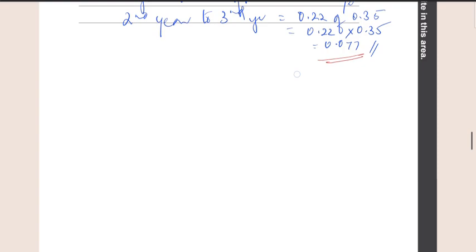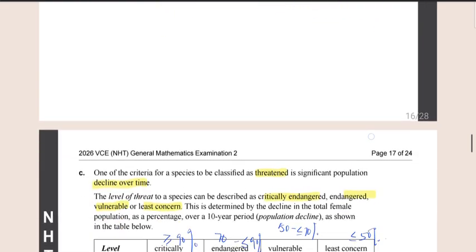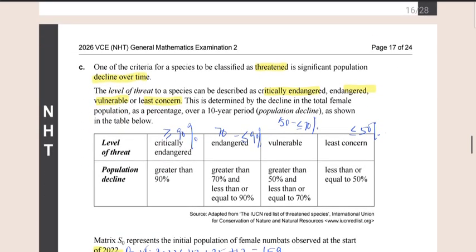So that's a question that's a little different from the previous years. One of the criteria for a species to be classified as threatened is a significant population decline over time. The level of threat to a species can be described as critically endangered, vulnerable, or least concern. Now, this is determined by the decline as a percentage over a 10-year period, as shown in the table.